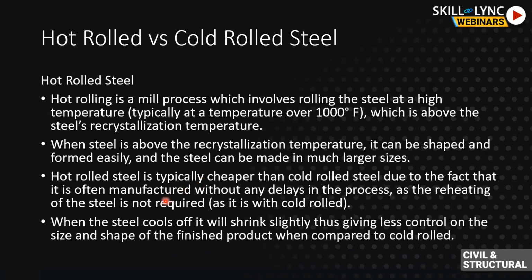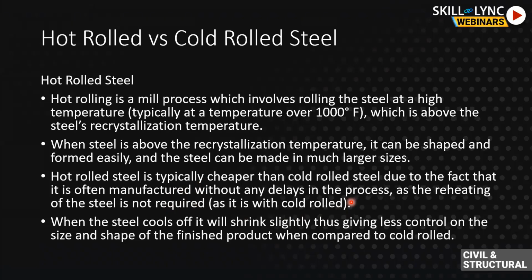And hot rolled sections are typically cheaper than the cold rolled steel due to the fact that it is often manufactured without any delays in the process, as the reheating of the steel is not required as it is with the cold rolled. We will see what is cold rolled steel. When the steel cools off, it will shrink slightly, thus giving less control on the size and shape of the finished product when compared to cold rolled.